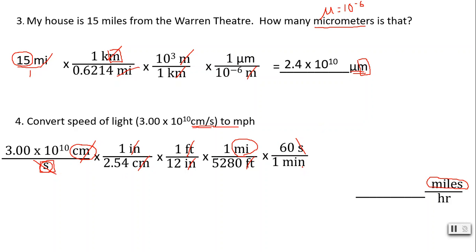Now I'm left with minutes. I can go from minutes to hours, again having those cancel. And now I'm left with hours in the denominator, which is great because that's what I'm looking for. So again, everything in the numerator multiplied, everything in the denominator divided. My final answer will have a total of 3 significant figures based upon what was shown in the given. So my final answer written to 3 significant figures is 6.71 times 10 to the 8th miles per hour.